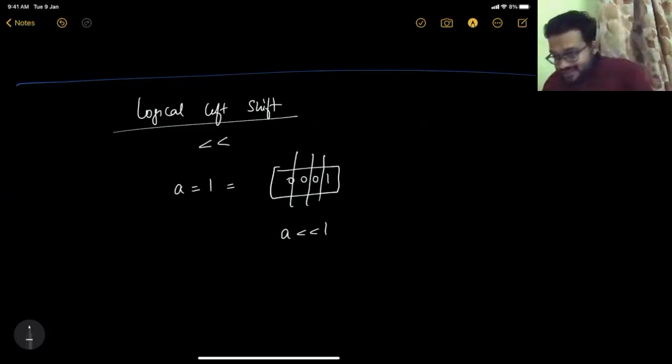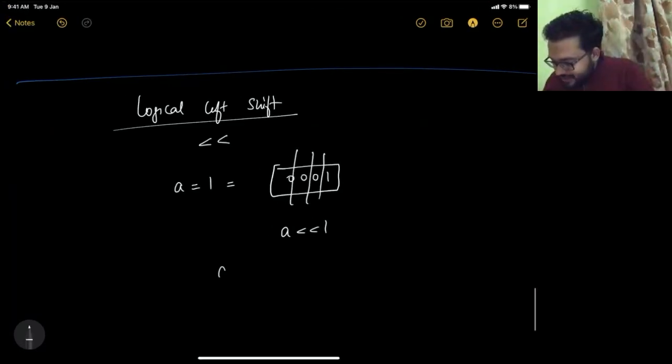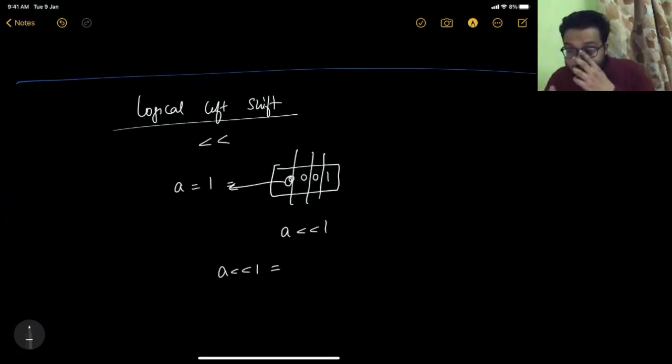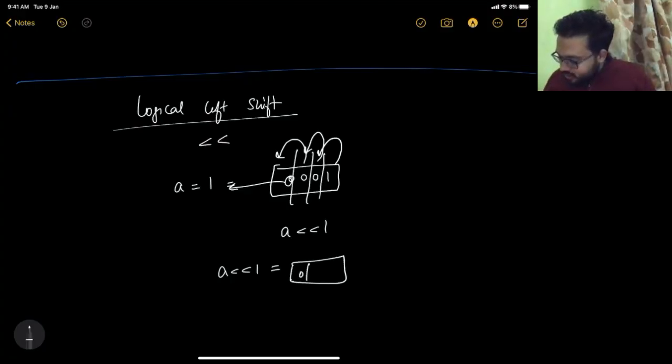This bit gets shifted to the left, but there is no bit to move to, so this gets dropped. This 0 comes here, this 0 comes here, and this 1 comes here. So what does it look like? A 0, then a 0, but then a 1, and the last bit which now gets added will be added with a 0. How many of you understand this, guys? How many of you understand this?